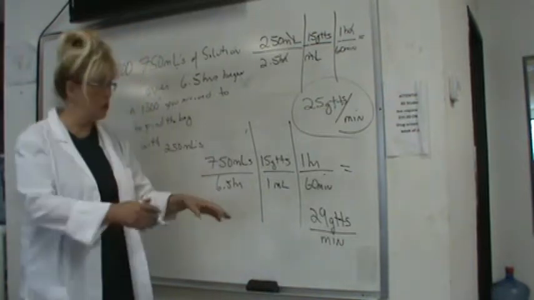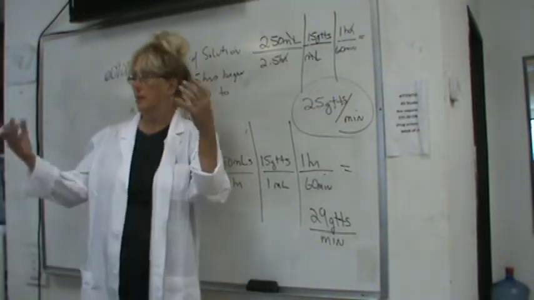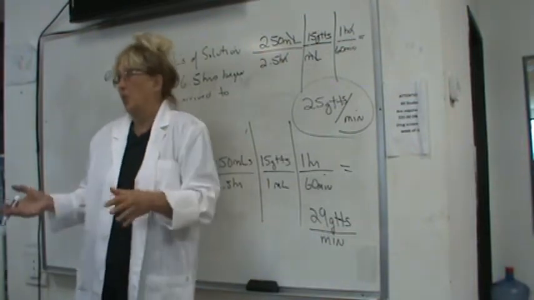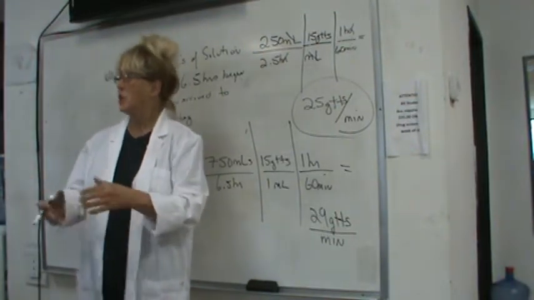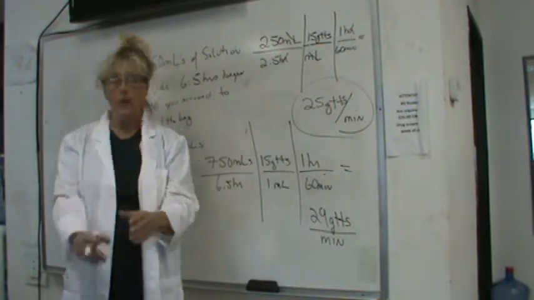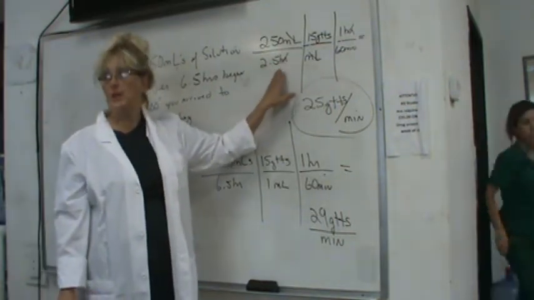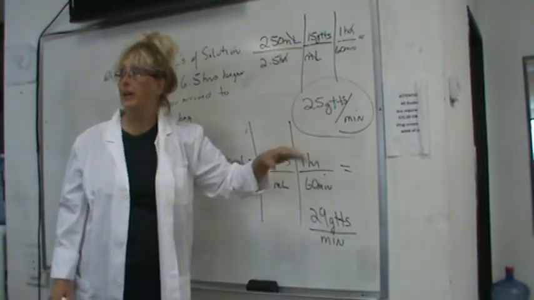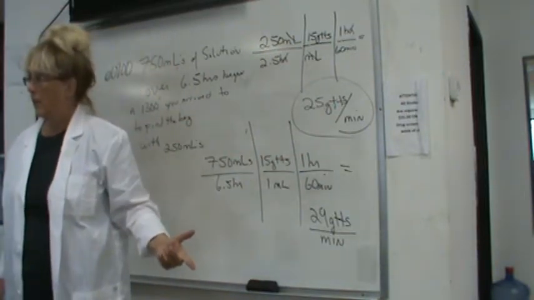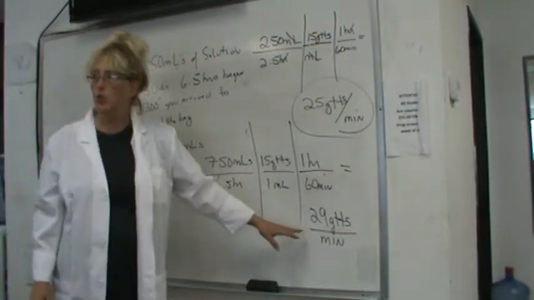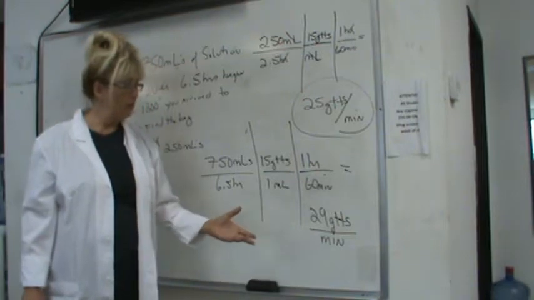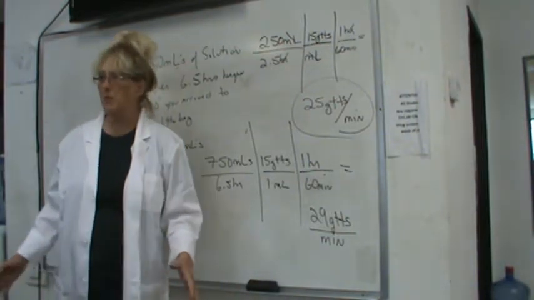So when we got there, it was 29 drops per minute. But as medical professionals, we have to verify: is that too fast? Is that too slow? We don't know. So we look at what we have left, the amount of hours that's left, and we come up with how many drops per minute it should be. So they were going a little bit too fast, right? About 4 drops per minute too fast, give or take.